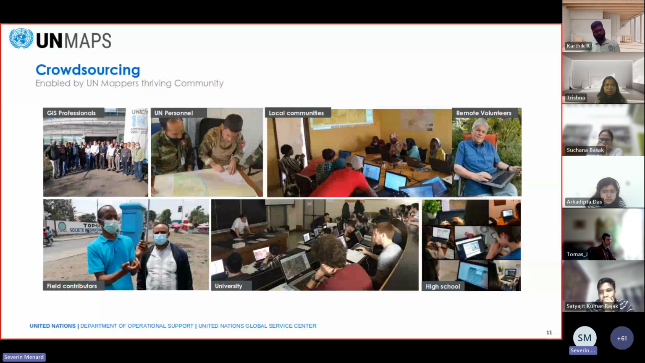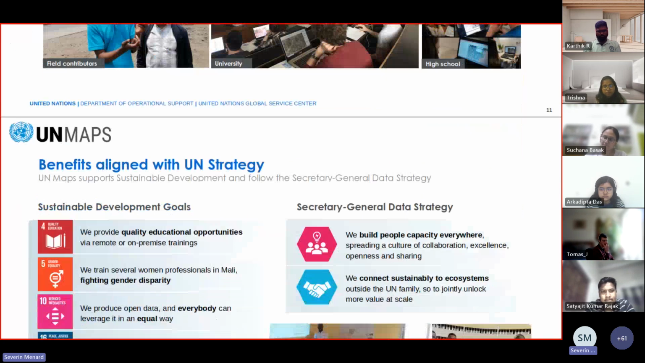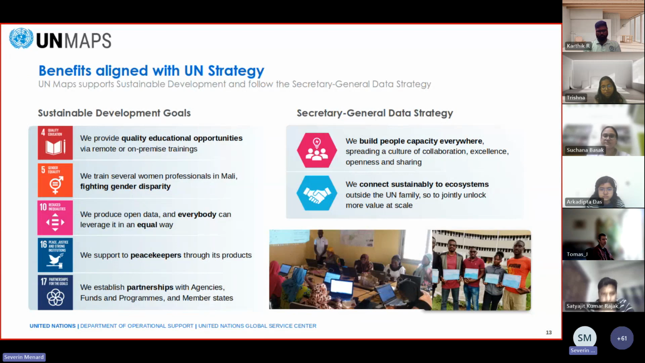And the crowdsourcing contributors have different origins: academics, local communities, basically remote volunteers everywhere, GIS professionals, etc. And this data production benefits the UN strategy regarding the sustainable development goals, and specifically the ones that are listed there.